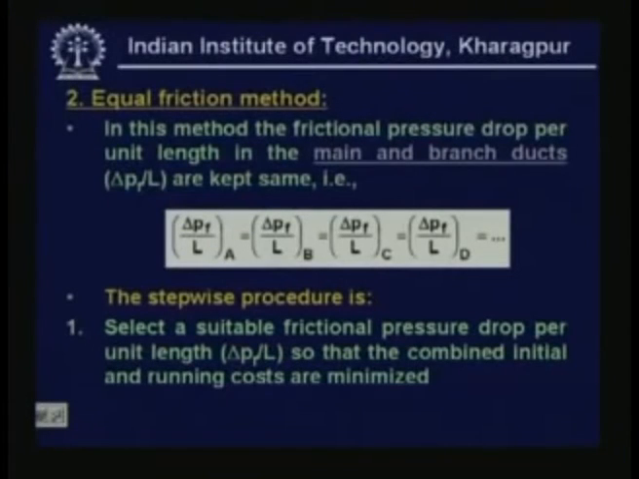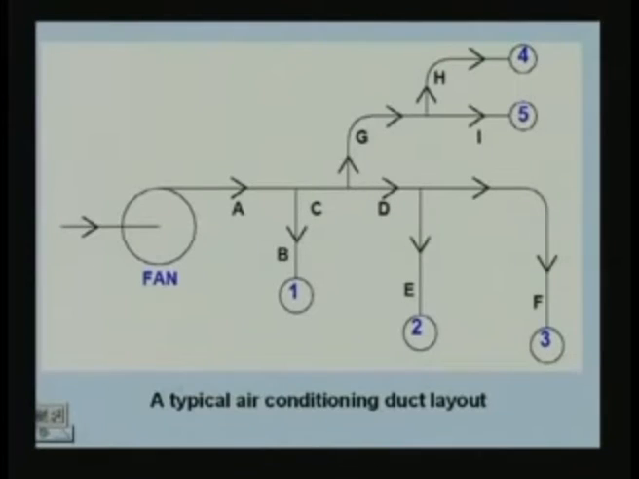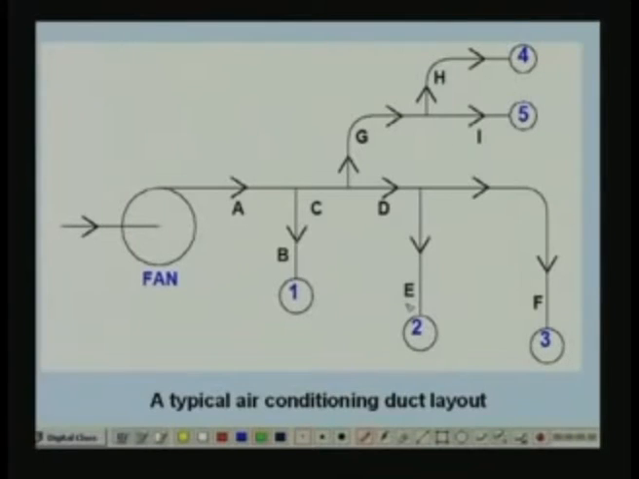Next, let us look at the second method known as the equal friction method. In this method, the frictional pressure drop per unit length in the main and branch ducts is kept the same. That means everywhere the frictional pressure drop per unit length, that is delta Pf by L, is constant. For example, for this part of the main, for this branch, for this branch, for this branch, etc. Everywhere this parameter is the same. This is the principle of the equal friction method. That is why we call it the equal friction method.